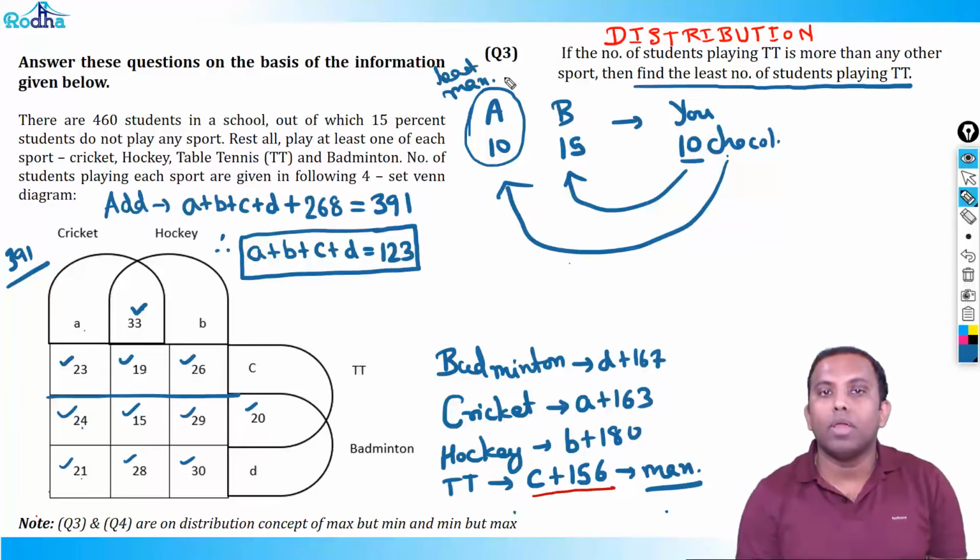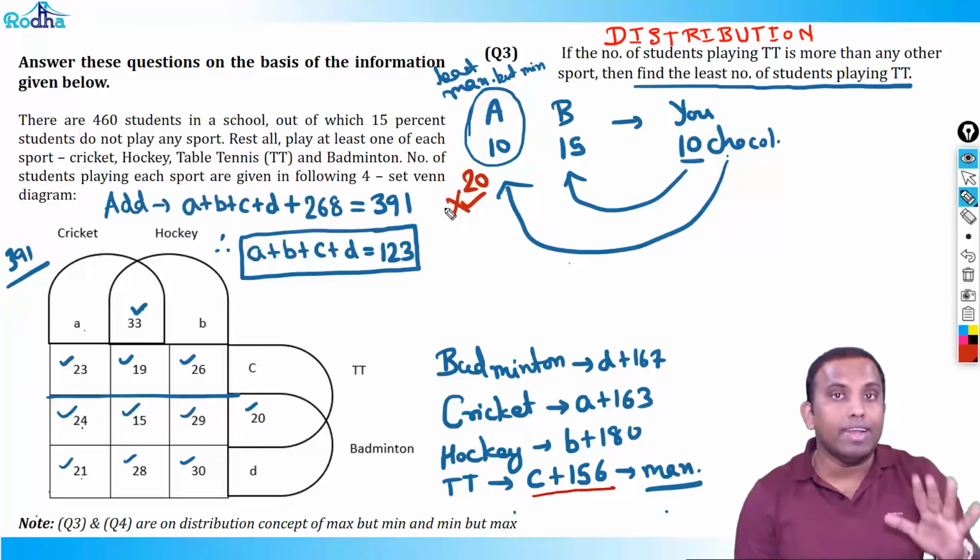That is the case of maximum but minimum. So what A wants is maximum but minimum. That means A should be more than B, but that number should be as less as possible. In one case you can give all these 10 chocolates to A, so A will have 20 chocolates. That's fine, A is more than B. But this number 20 is not satisfying the condition. This is not the least number possible.